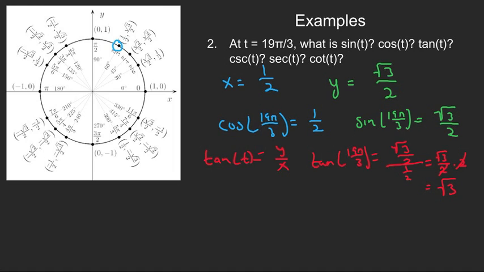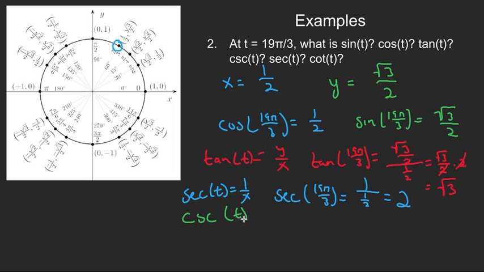Okay, now let's do the reciprocals. Secant of t is 1 over x. So secant of 19 pi over 3 is equal to 1 over 1/2, which is 2. Okay, as for the reciprocal of sine, we know that that is cosecant of t, which is 1 over y. Therefore, cosecant of 19 pi over 3 is 1 over root 3 over 2, which is just 2 over root 3.